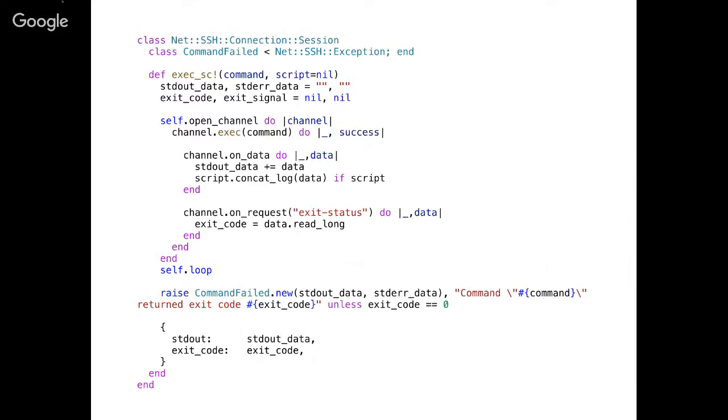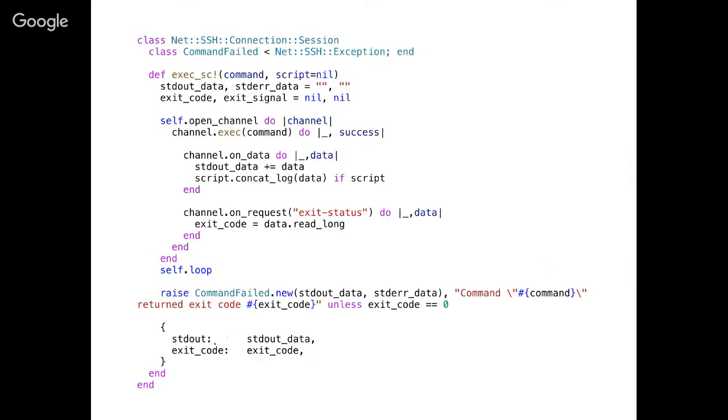When the channel has data, we can add that to the standard output data. So we're keeping the entire standard output in a string, so we can return that to you at the very end. But I also have script.concat log in there, which is used for sending that over to action cable. So I send the chunk of data over to the script. The script knows which app or which server it's running on, and so it knows which action cable channel inside of the script to send it to.